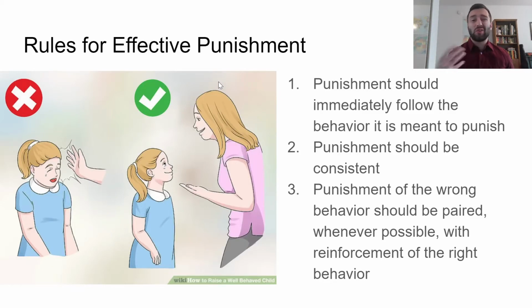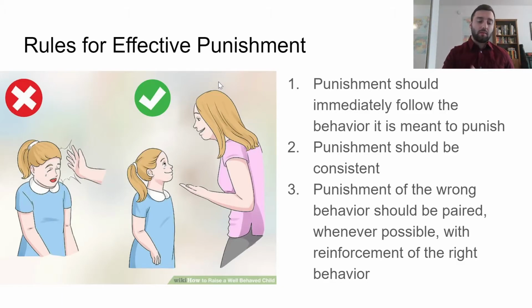We're connecting it. Again, you can think of it in that way of classical conditioning, where when something happens over and over again, we learn that those two things go together. So it has to be a consistent punishment. The next thing is punishment of the wrong behavior should be paired whenever possible with reinforcement of the right behavior. So this is a really big thing. We actually talk about this a lot in teaching. And it's one of the things that we struggle with a lot as educators: you really shouldn't ever just punish. As much as possible, you should punish and reward.